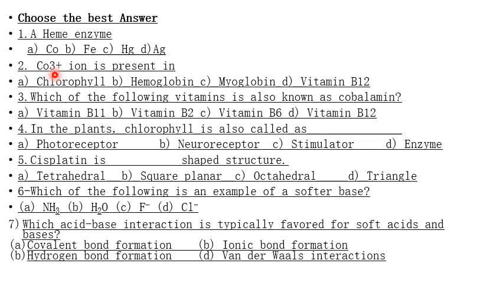Number 2. Cobalt 3 ion is present in chlorophyll, hemoglobin, myoglobin, or vitamin B12? Number 3. Which of the following vitamins is also known as cobalamin?